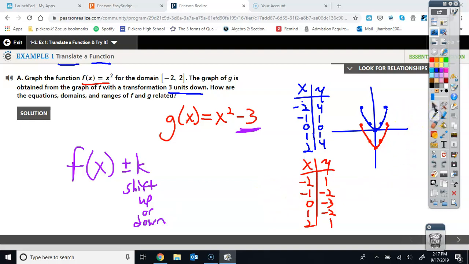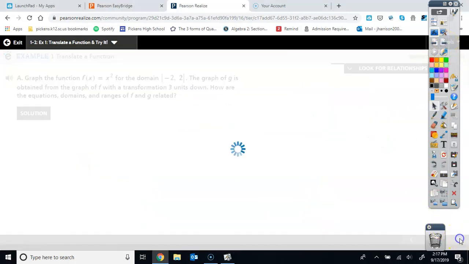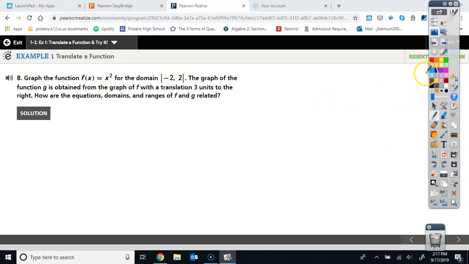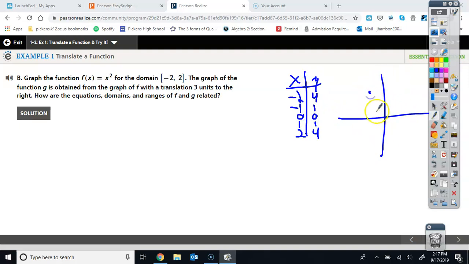We also looked at this with a horizontal translation, meaning we took the same function, f of x equals x squared. We took the same restrictions on our domain. We didn't do the whole entire graph with the arrows on the end. We just took those original points again, and this time we did a horizontal translation, meaning we took this graph and we shifted it to the right, in this case 3 units to the right.